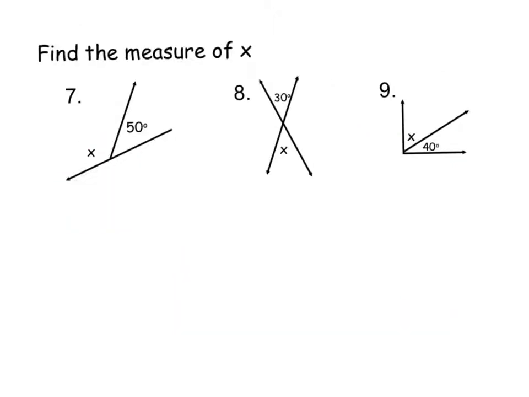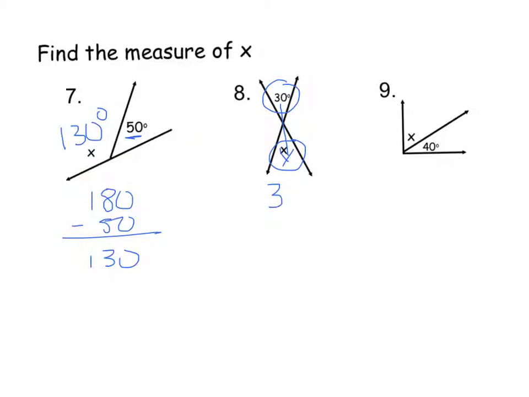And the last thing you're going to be expected to do today is find angle measures given the vocabulary. So we know that these two angles right here are supplementary. So we know they add to 180. So if one of them is 50, we have to subtract. 180 minus 50 is 130. So x is 130 degrees. Vertical angles we know are congruent. They're across from each other and they're congruent. So if this angle is 30, then this angle has to be 30 as well. So this x is 30 degrees.